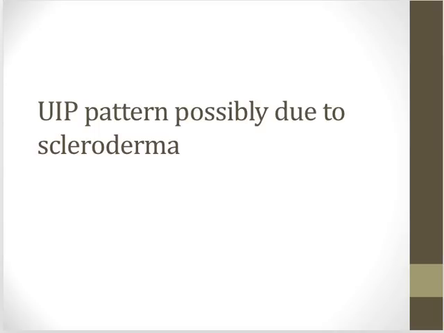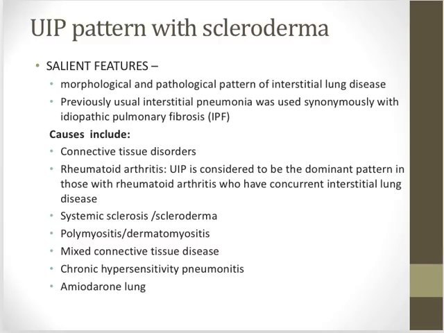So let us see what UIP pattern is. The salient feature is that it is a pathological pattern of interstitial lung disease. Previously UIP was used synonymously with IPF, but nowadays it's not used. Let us see why. Because the UIP pattern is present in various disease conditions. There are various causes like connective tissue disorders, rheumatoid arthritis, mixed connective tissue disease, polymyositis, amiodarone lung, chronic hypersensitivity pneumonitis, and scleroderma like in our case.